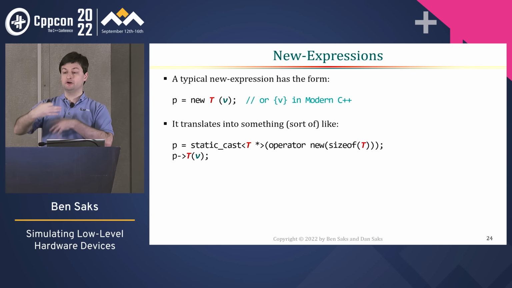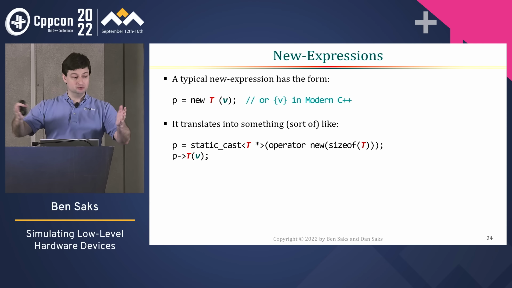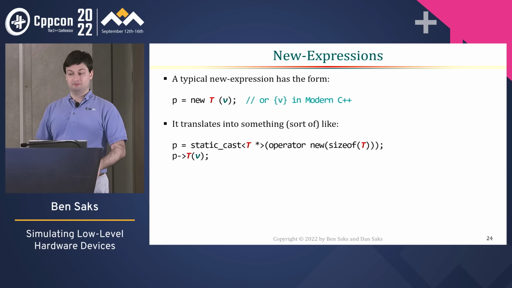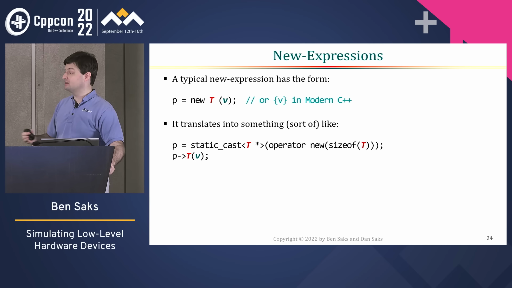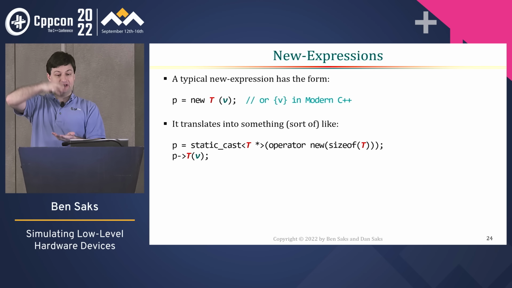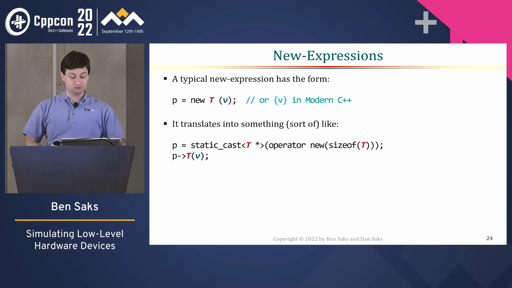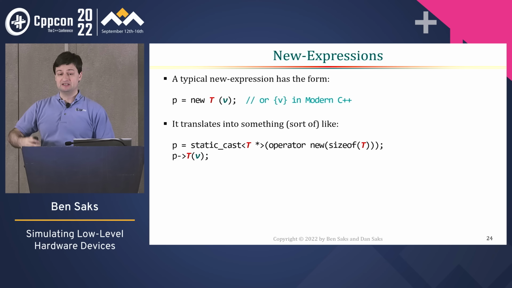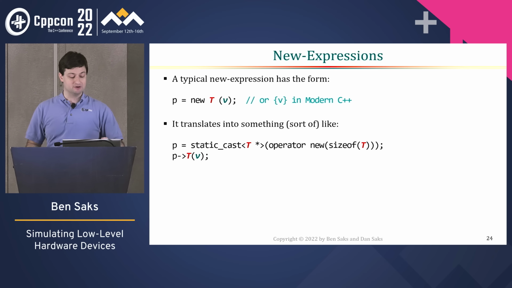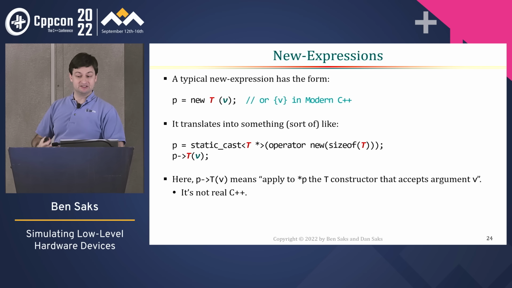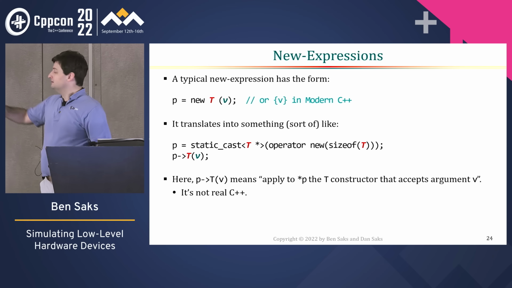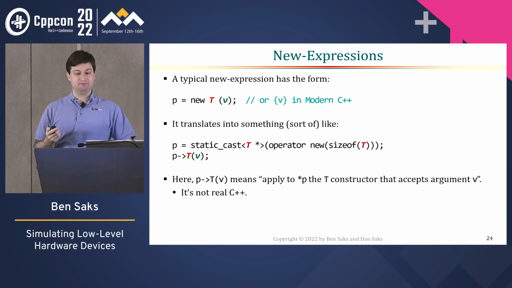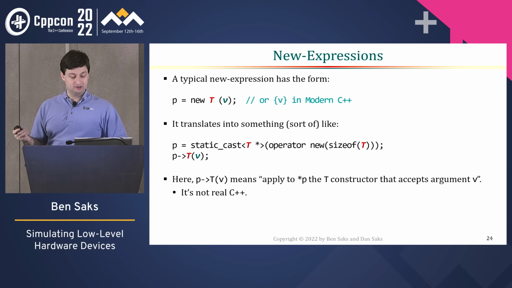Operator new will return back a pointer to some block of memory that's large enough to hold the object that we want to place there. And then we can go ahead and actually construct the object in that memory by running the constructor. Now that second line there is imaginary syntax for run a constructor at this location. You can't actually write it in C++, but that's just to give you some idea of what the compiler might be generating behind the scenes.